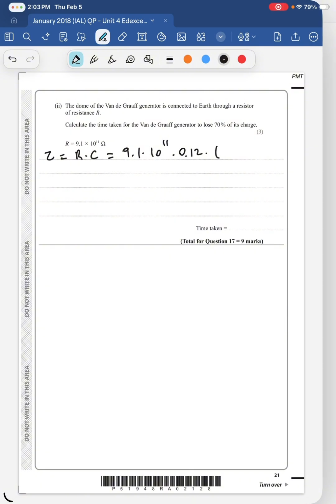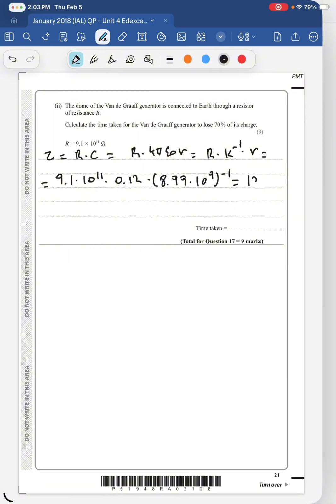I'm confused right now, so let me erase this. Okay, so the capacitance is 4 pi epsilon naught r, which is equal to r times k to the minus 1. Now I'm happier. And now we have 9.1 times 10 to the 11 times 0.12, which is the radius, times 8.99 times 10 to the 9 to the minus 1. So this is 12.15 seconds.